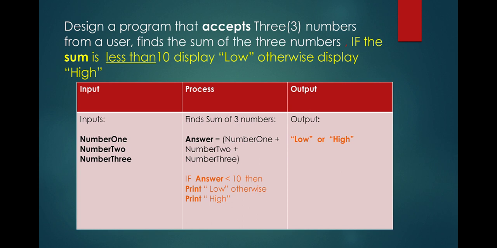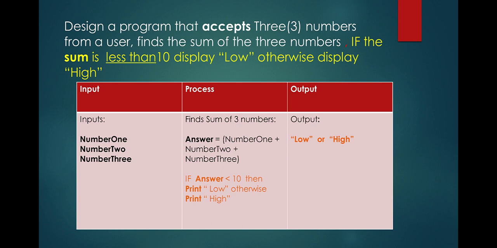So remember, the IPO table is to decompose our problem into smaller chunks or small blocks. So we have it there. If the answer is less than 10, then print low, otherwise print high. And then for the output, we have high or low, because it can be either or. Based on the user input, you have the output of low or high. And again, bear in mind that the outputs are within quotations. That means that we're printing a string of characters.